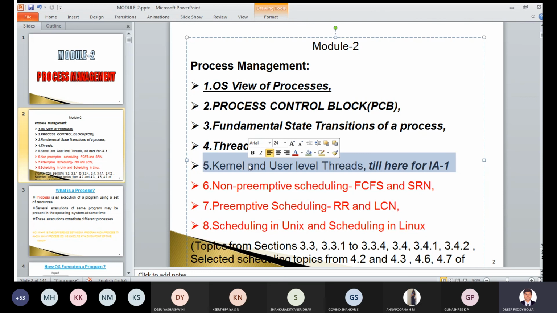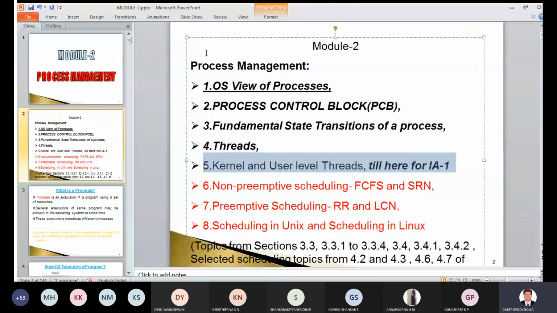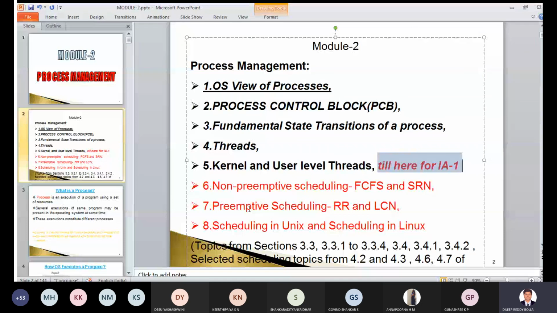Fine. So I suggest you take up till this point, till what we discussed till now. Till here is better, because I thought initially 20 marks and 20 marks, an equal distribution. So now it is 20 and 10 only, right? So you can study up to this point for your internals. Is that clear? Any doubts?